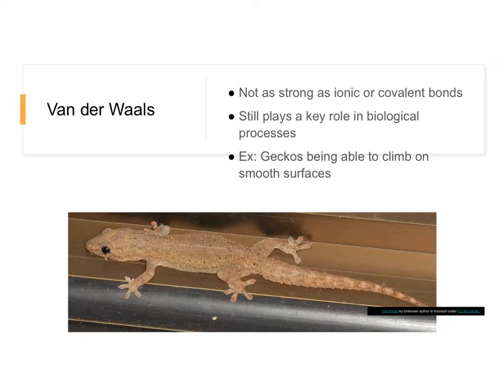Another fun example is geckos being able to climb on smooth surfaces. It turns out that the geckos have millions of tiny hairs underneath their hands, feet, paws, I don't know what you call them. But then there is a van der Waals attraction between a smooth surface and the hairs on the gecko's feet. And that attraction is what allows geckos to climb up smooth surfaces.